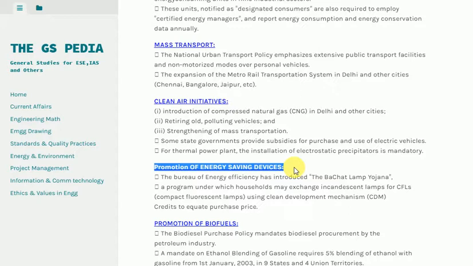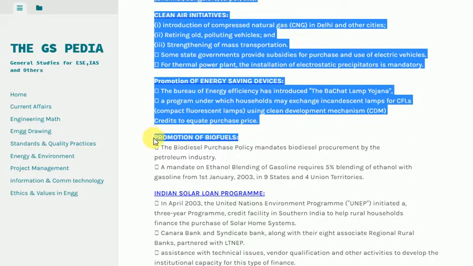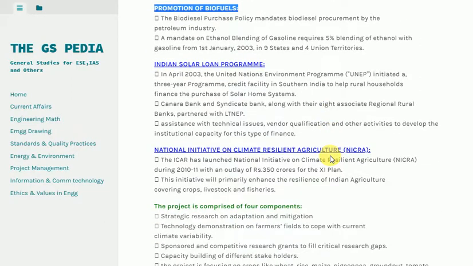Promotion of biofuels. The biodiesel purchase policy mandates biodiesel procurement by the petroleum industry. A mandate on ethanol blending of gasoline requires 5% blending of ethanol with gasoline from the 1st of January, 2003, in 9 states and 4 union territories.